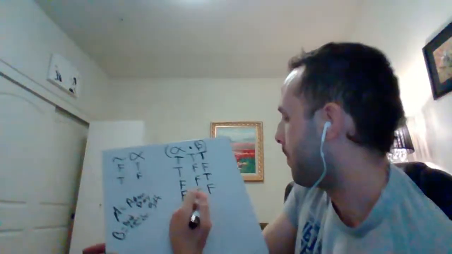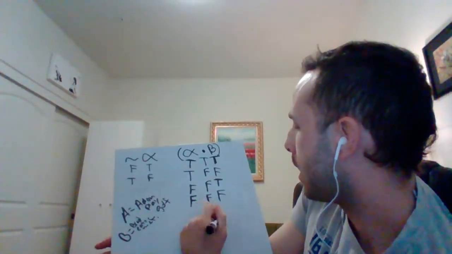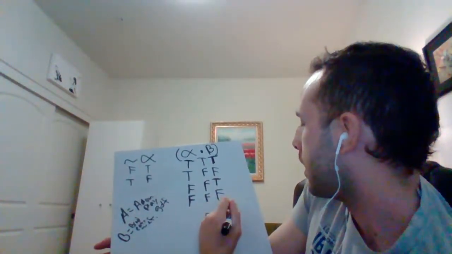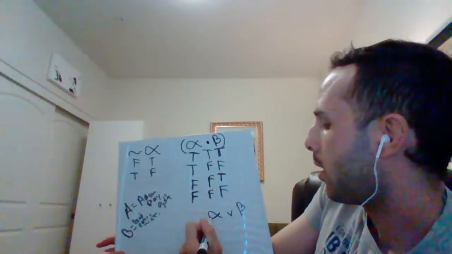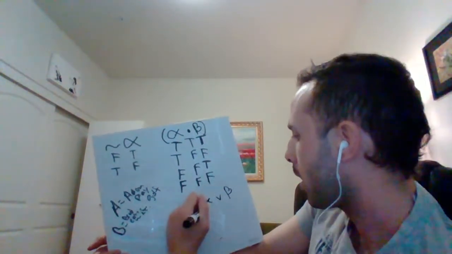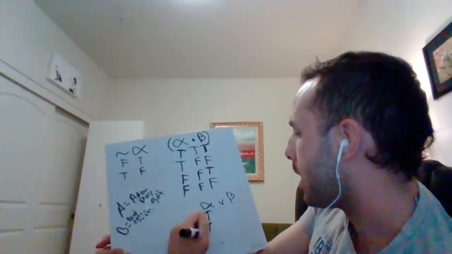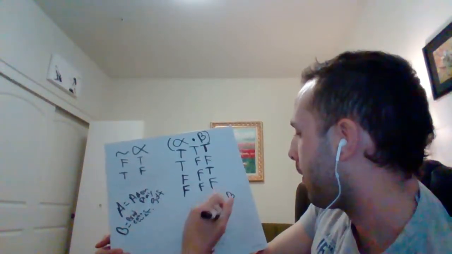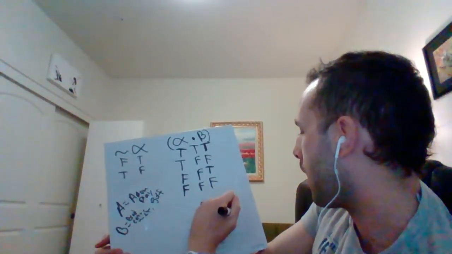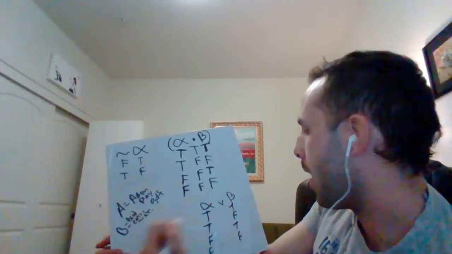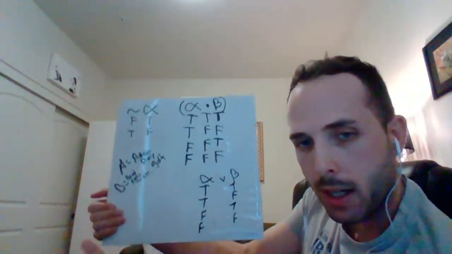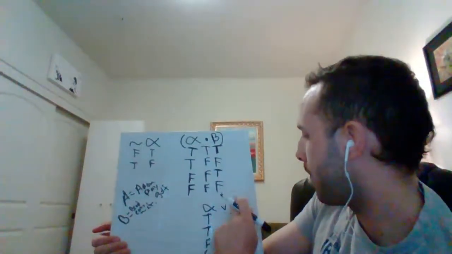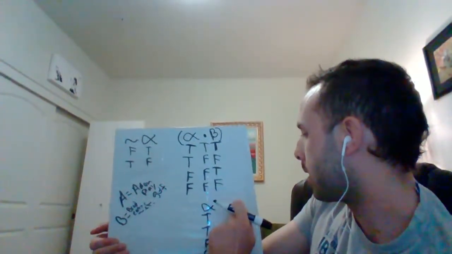Let's say we want to define either alpha or beta. T, T, F, F, T, F, T, F. Okay, this is all the possible combinations of truth I have. Yeah, that looks bad. Sorry, guys.